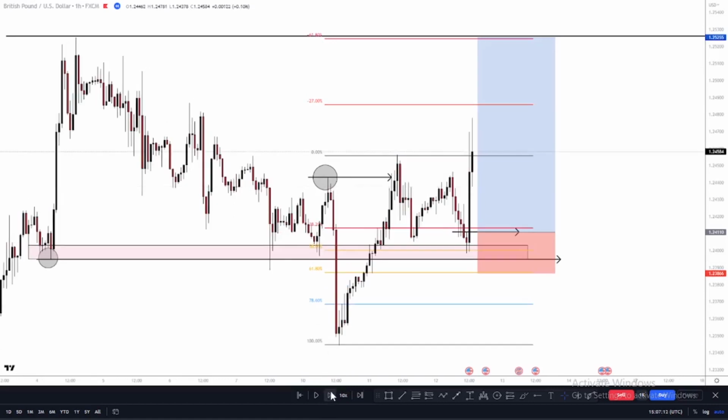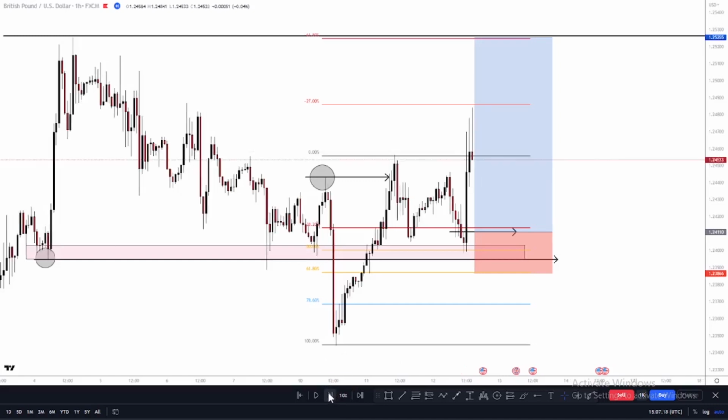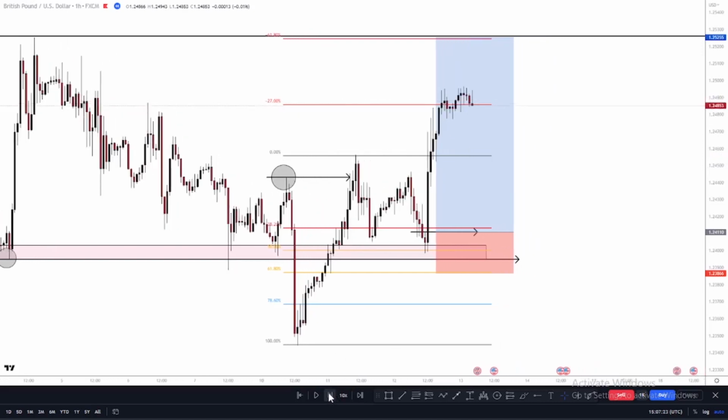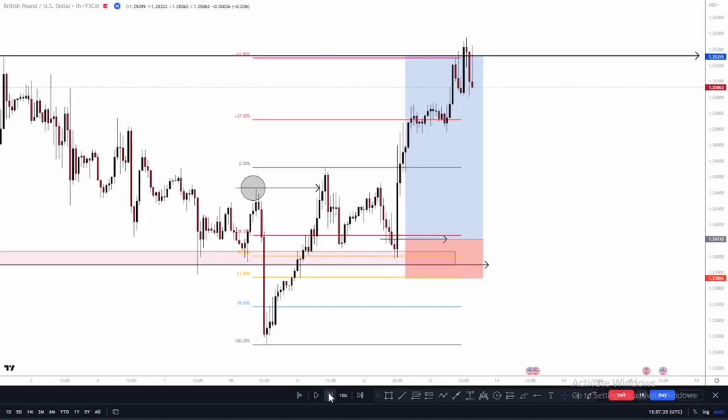Boom. Just like that, price triggered us in the market and continued in our favor. Now, boom, right there, our take profit got smashed. Right there, as simple as that.